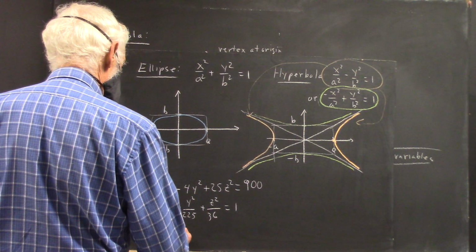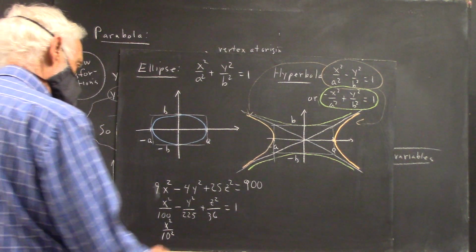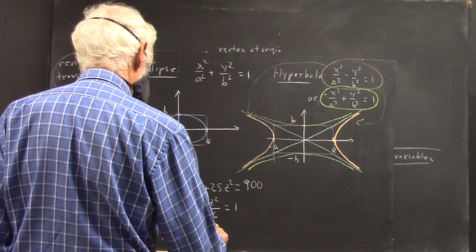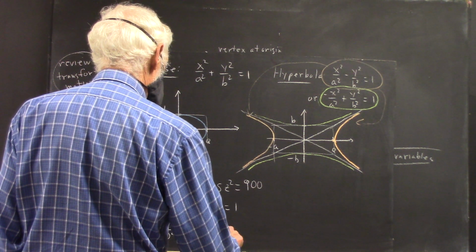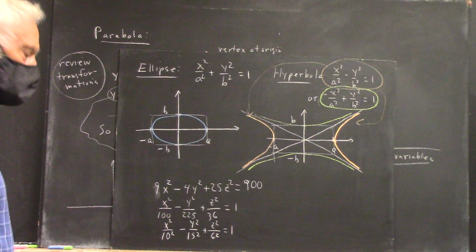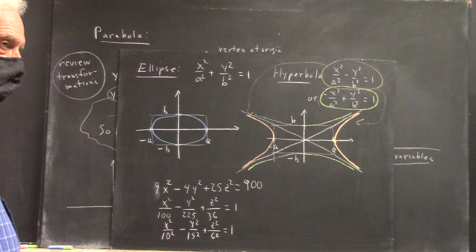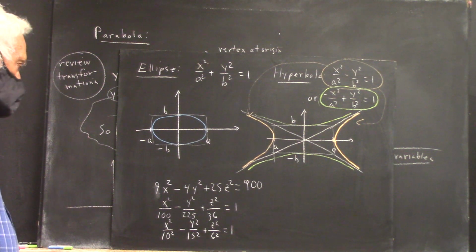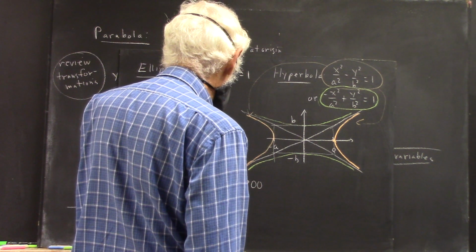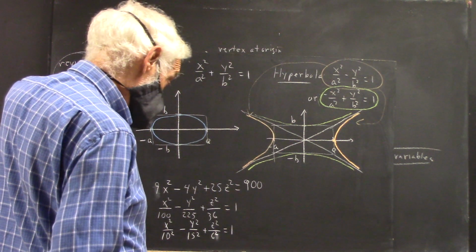And that, of course, is x squared over 10 squared minus y squared over 15 squared plus z squared over 6 squared equals 1. Now, what do we have? That square almost looks like a z. Shouldn't be confusing, but it could be. There we go. Okay.